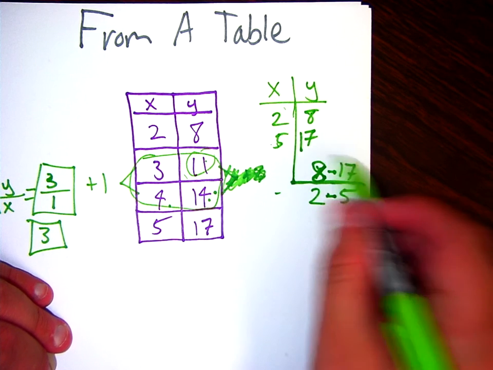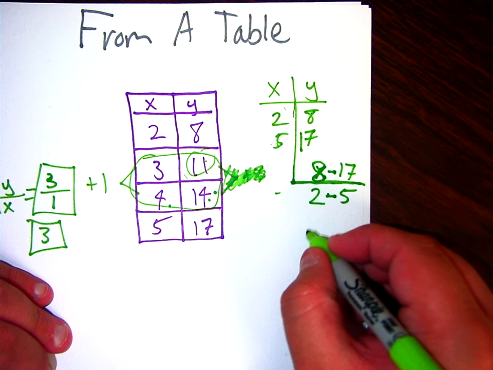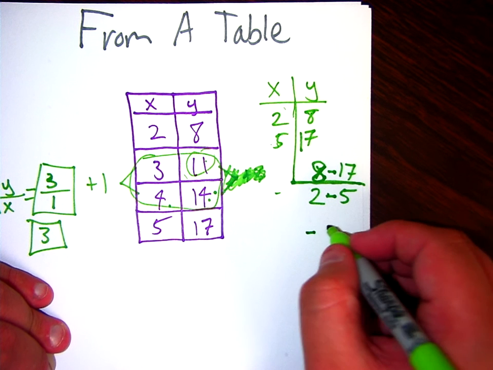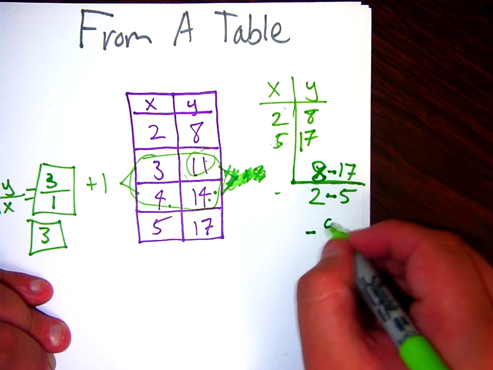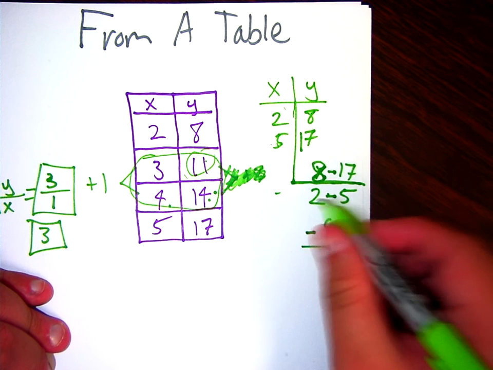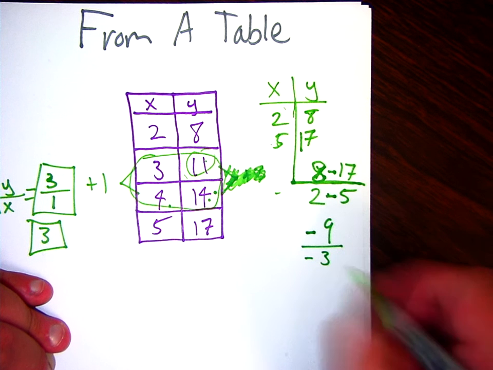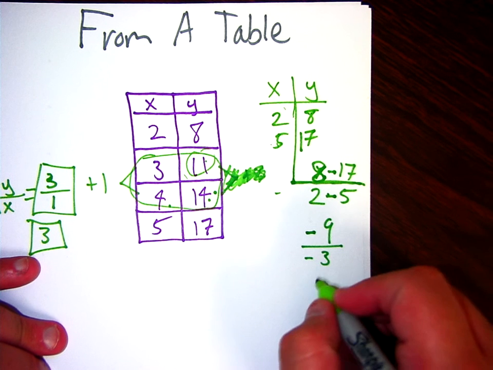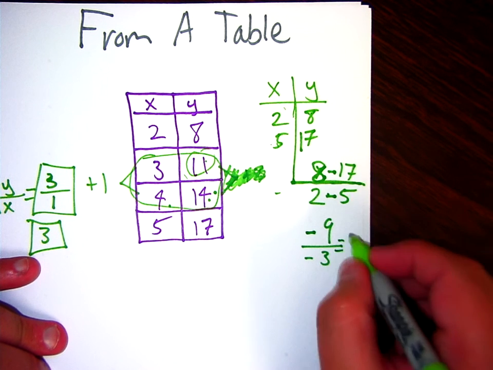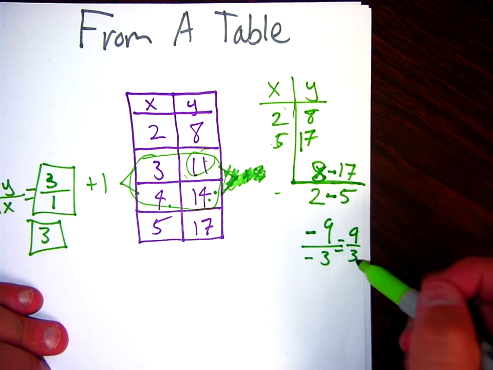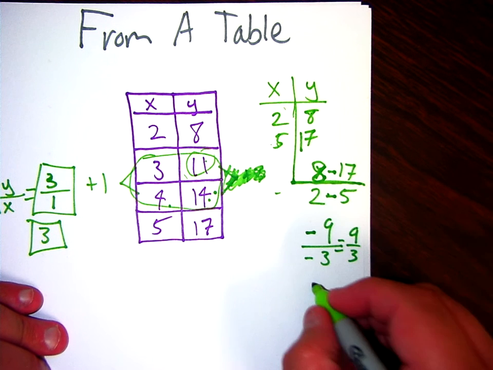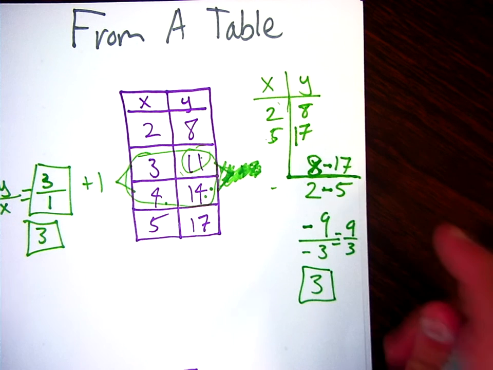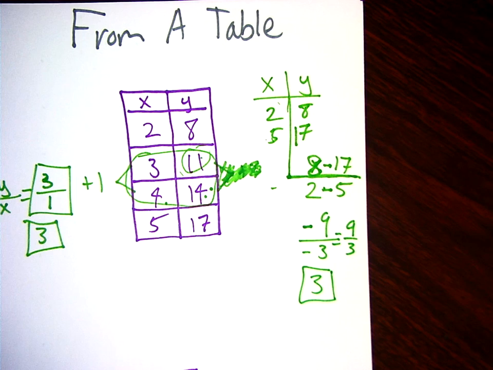So what's 8 minus 17? Well, that's going to be negative 9. 2 minus 5, negative 3. So you're going to get negative 9 over negative 3. It's the same as saying positive 9 over 3. So you're going to get 9/3 or 3. It's the same thing. Okay? We're going to get the same answer both times. All right, that's the L method.